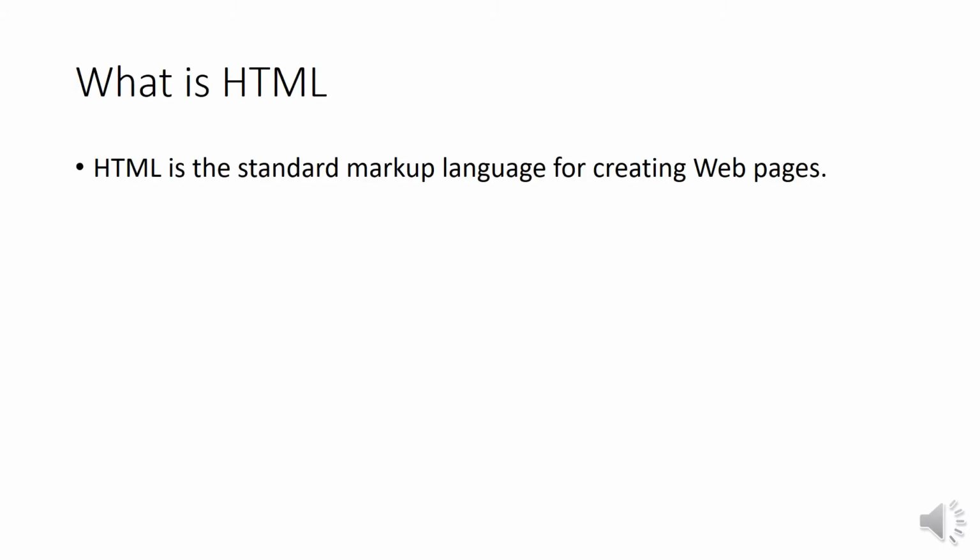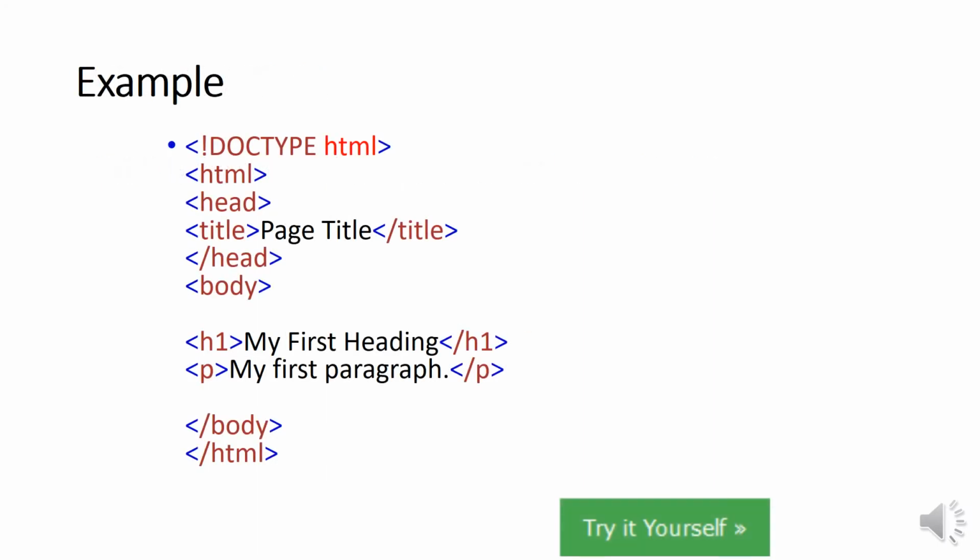What's HTML? HTML is a standard markup language for creating web pages. So these HTML codes are used for creating websites and web pages. These are not the only programming or markup languages that are used for creating web pages, but basically we are learning HTML only, okay, for this time. This is our basic web page structure.